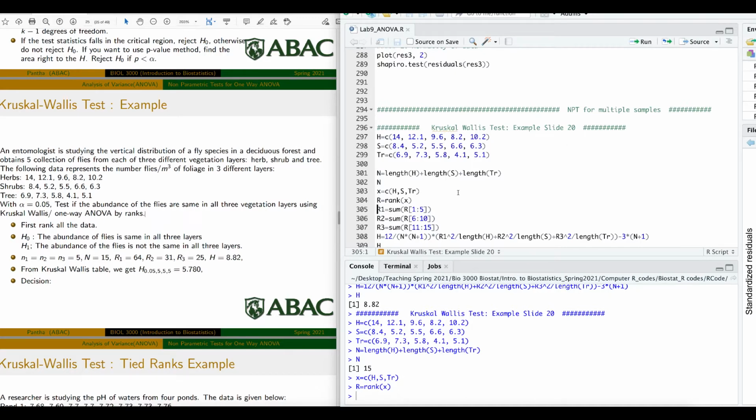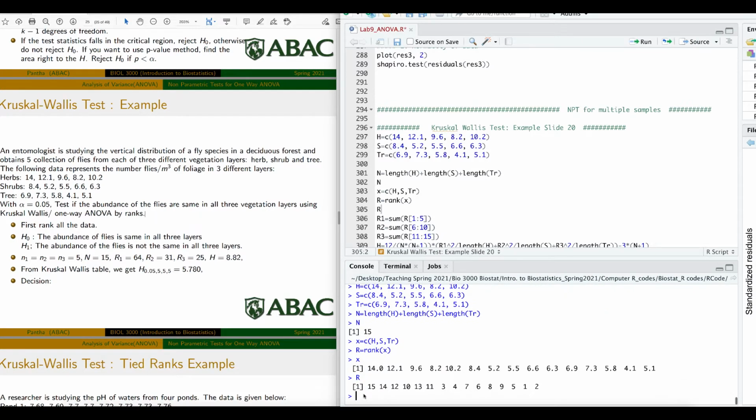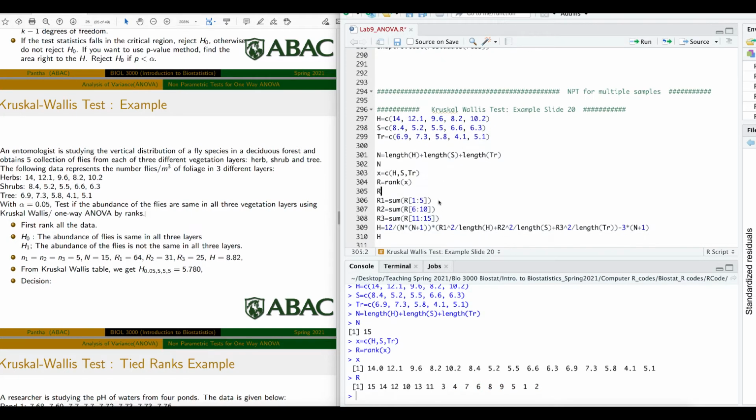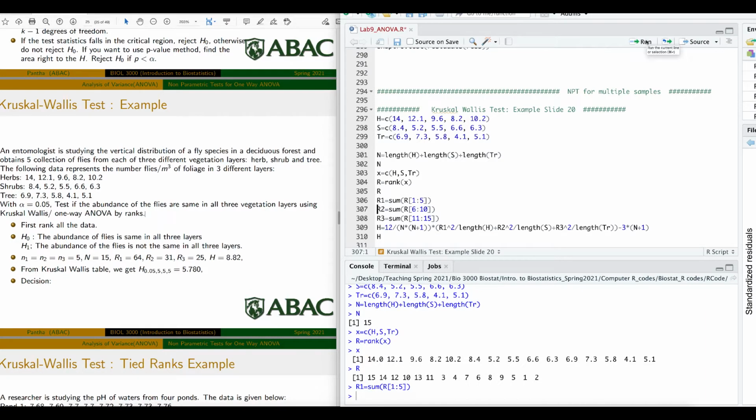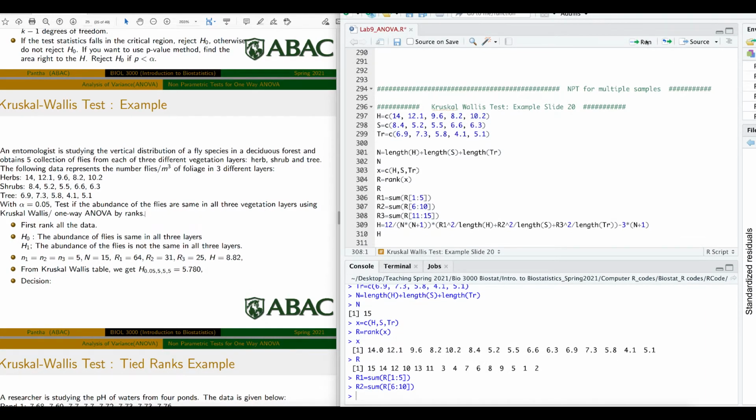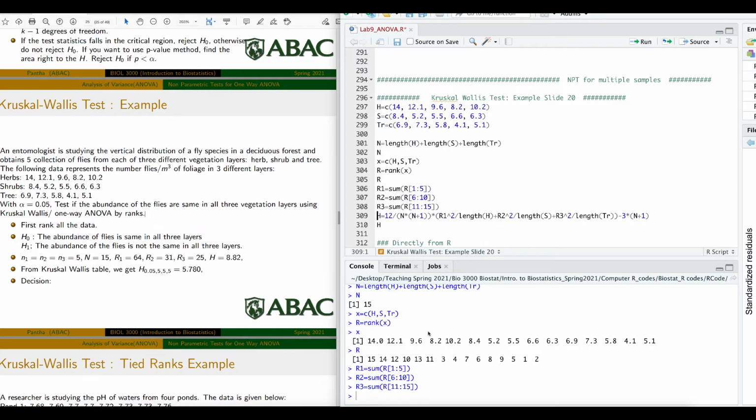Let us see how R looks like. X looks like this, and R is like this. The first 5 will be from sample 1, so we add the first 5 of the ranks. Then the second 5 and the second 5 of the ranks, add them, and the third 5 and the third 5 of the ranks. So R1 is the sum of the ranks of the first 5, R2 is the sum of the ranks of the second 5, and R3 is the sum of the ranks of the third 5, the third sample.